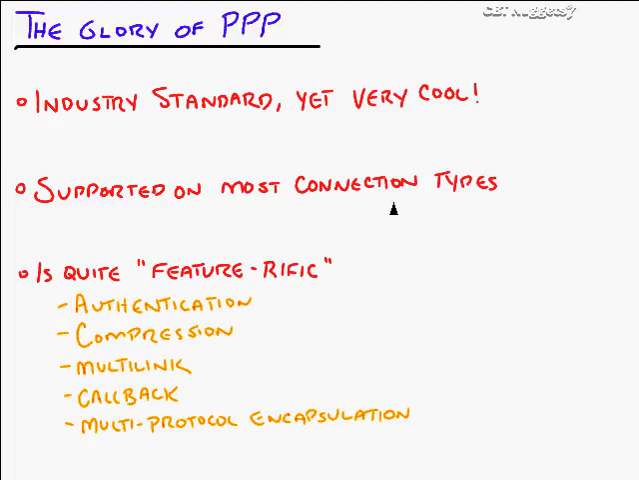HDLC's high-speed serial interfaces use PPP, and DSL is even encapsulating PPP inside of Ethernet frames and inside of ATM. It's amazing technology, but it's supported across the board by most router types, and I like to say it's quite feature-rific. It's just packed with features dealing with authentication, compression, multi-link, where you're combining multiple links together into a single connection type. We have callback capability to where when somebody dials in on a modem, you can call them back for security and even long distance saving purposes.